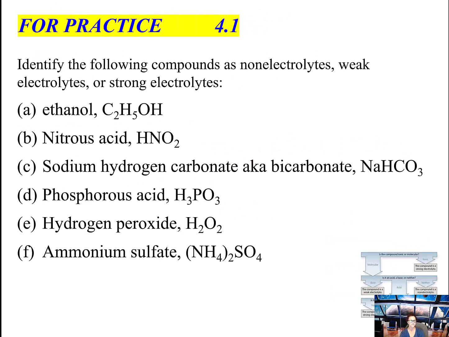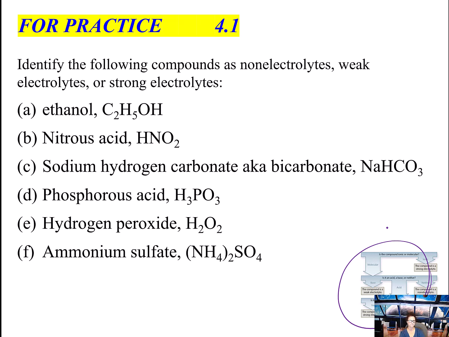Here's a list for you to look at and figure out: is it a soluble ionic salt? Is it a strong acid? Is it a molecular form? You can apply those concepts to what we just did, and you can use this flow chart, which is blown up bigger in the previous slide, to figure out if it's a strong or a weak electrolyte.